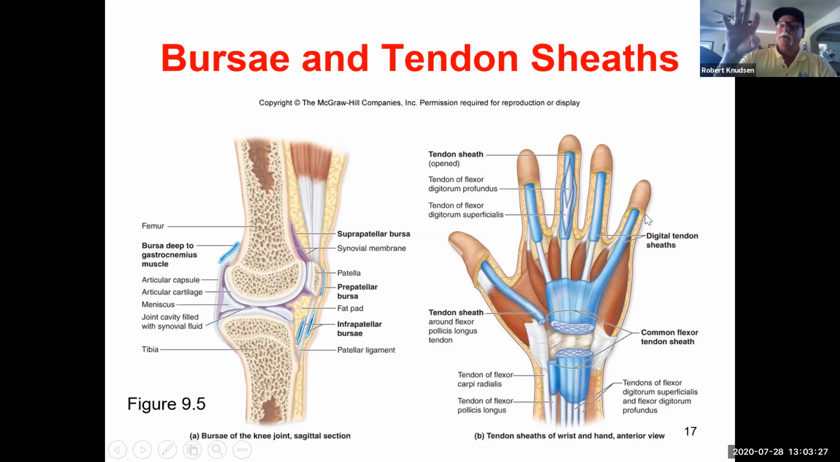Because you have to figure in your hand and in your toes, those things are moving all the time and they're rubbing right against each other. You don't want that because it's going to cause irritation. So what you're going to do is put them in a protective sheath that you can fill up with synovial fluid. Understand? Tendon sheath, bursa.